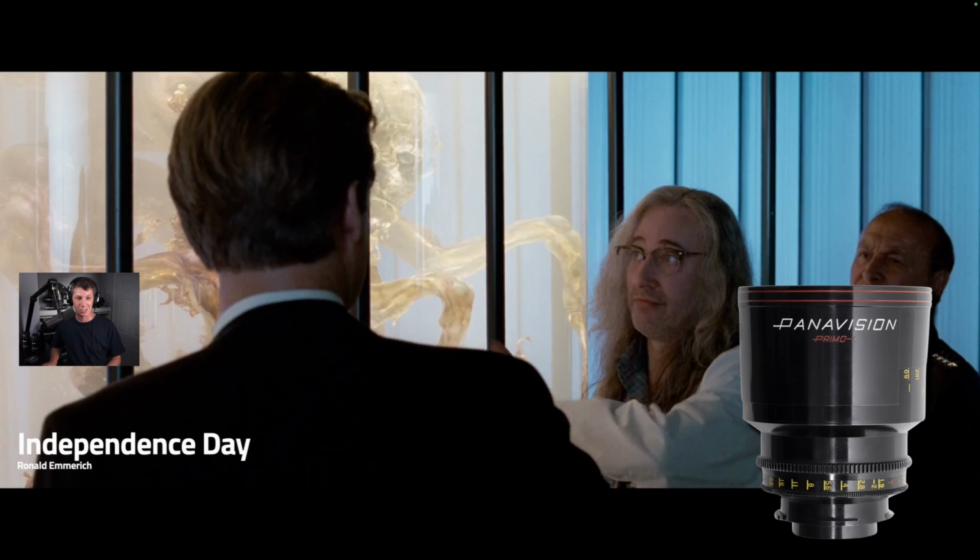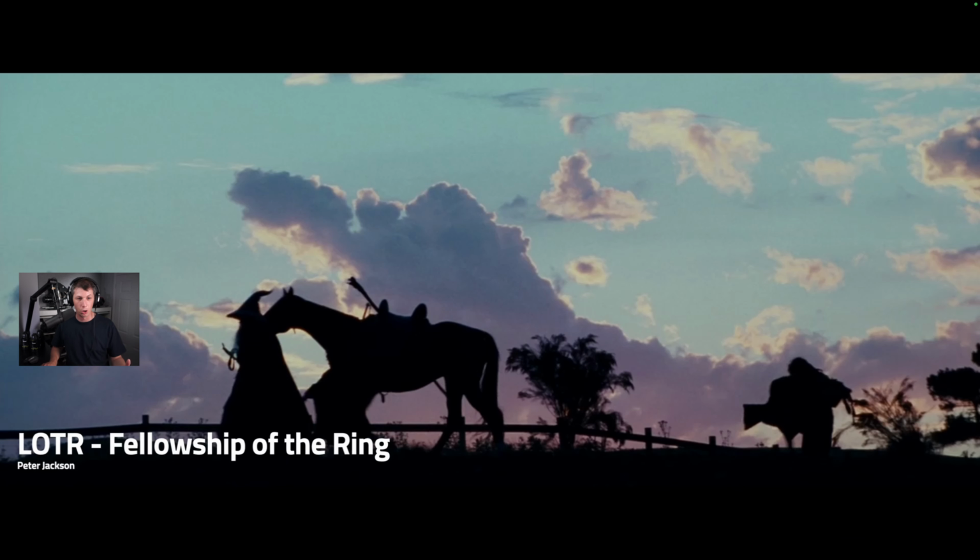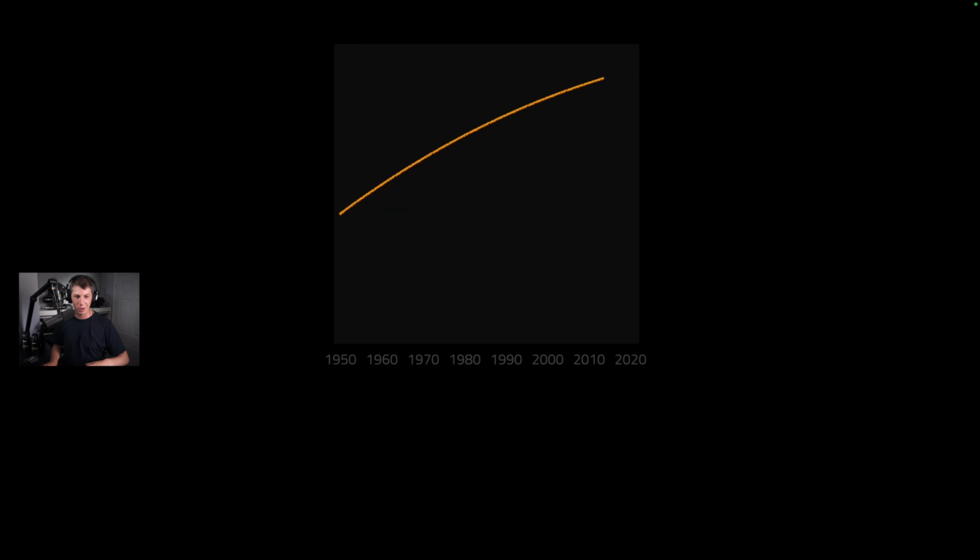All of those vertical lines are straight. And here's just one more example. Lord of the Rings, shot spherically. So let's jump forward again.